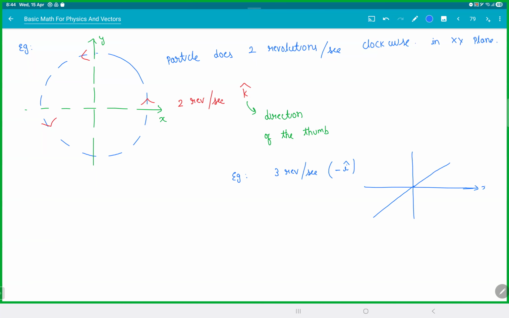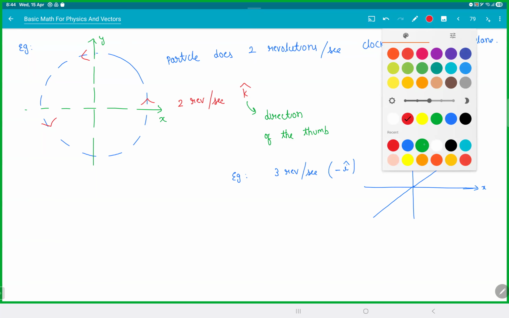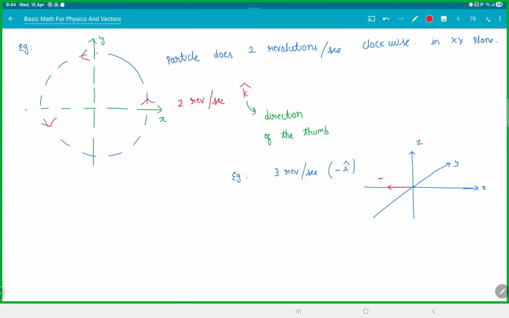So if this is your X, this is your Y, and this is your Z, the minus I cap meaning it is in this direction. So put your thumb in that direction. So put your thumb to the left, right? And then rotate your finger, make a fist. So this is the rotation. Are you able to get it? So minus I cap. So if this is your X-axis, this is your minus X-axis, put your thumb to the minus I and rotate your finger, make a fist.